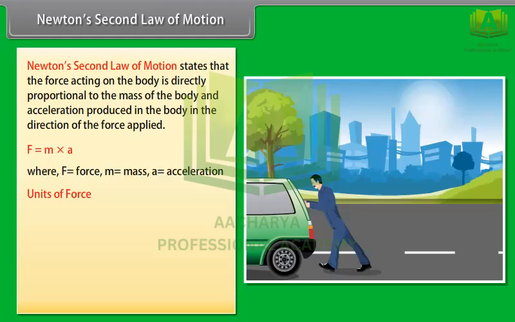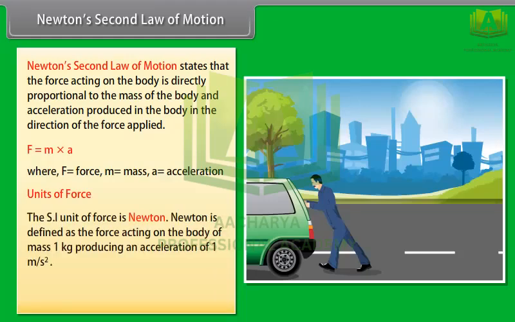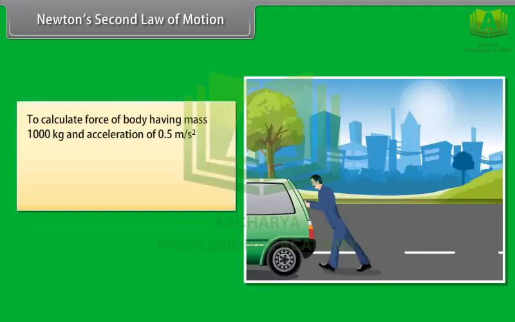Units of force. The SI unit of force is Newton. Newton is defined as the force acting on the body of mass 1 kg, producing an acceleration of 1 meter per second square. Unit is equal to kilogram meter per second square, or Newton. To calculate force of a body having mass 1000 kg and acceleration of 0.5 meter per second square, F is equal to 1000 into 0.5, which is equal to 500 Newton, or kilogram meter per second square.